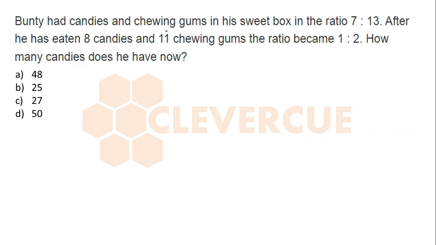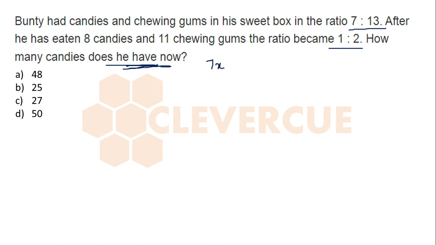Bunty had candies and chewing gums in his sweet box in the ratio 7:13. After he has eaten 8 candies and 11 chewing gums, the ratio becomes 1:2. How many candies does he have now? So let us find how many candies he had initially.